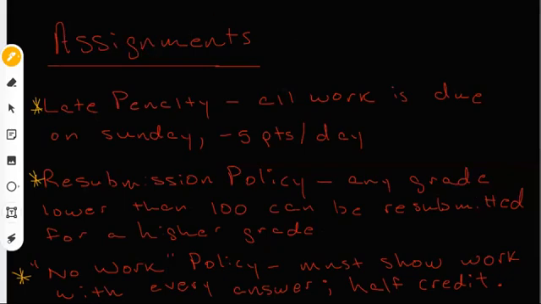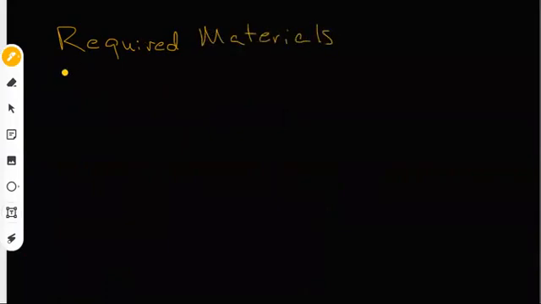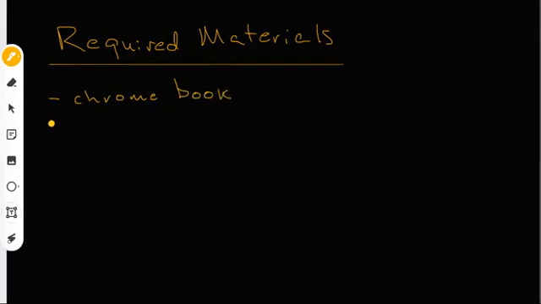Let's talk about required materials. What are you going to need for the class? Basically the same things that you needed when you did part A. So let's talk about it. So you're going to need your Chromebook, obviously. You're going to need college ruled notebook paper.